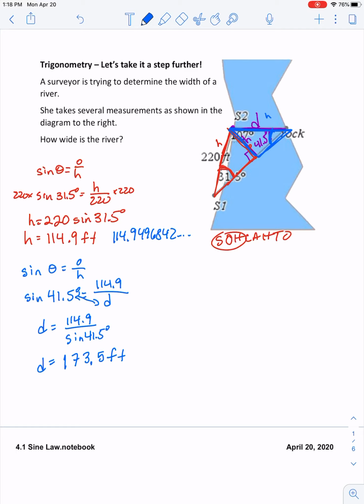Okay, so this was not so difficult, just by dropping that perpendicular, dropping that altitude from the vertex down. But we don't want to have to do this all the time. We want to be able to solve these in a different way. And so what we're going to talk about now is what's called the sine law.